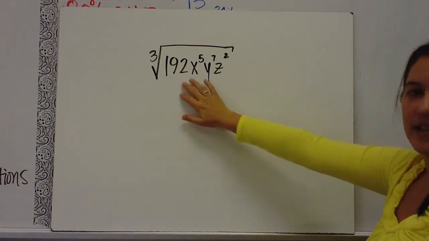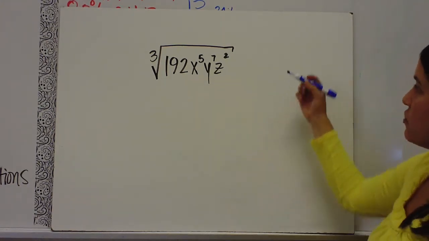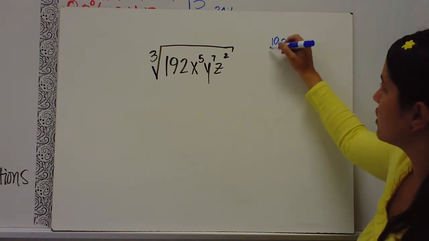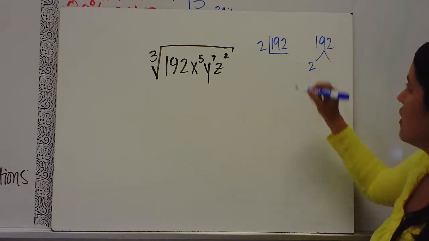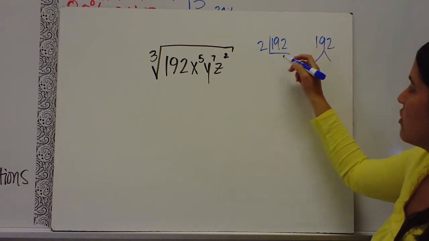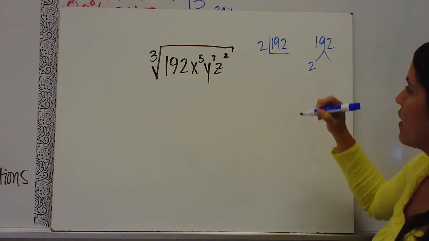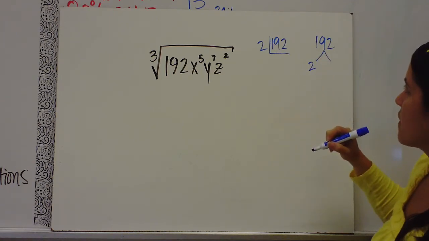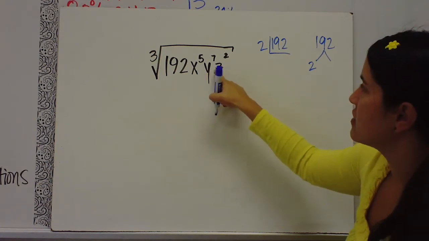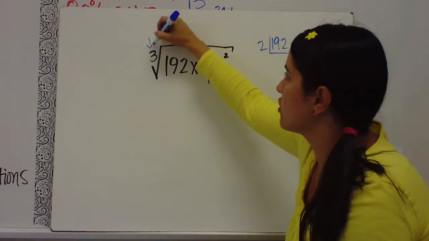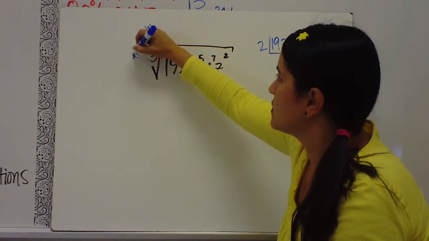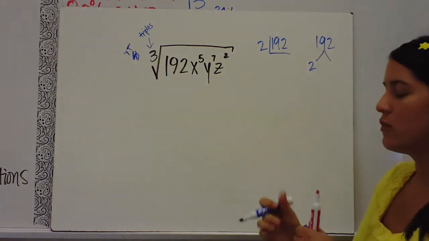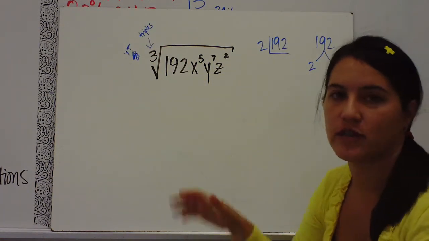Okay, so one last one. I want you to work this one on your own, 192. You can either do upside down division, or you can do a factor tree. Then you have 5 x's, 7 y's, and 2 z's. And remember, we're looking for the cube root. So we need to pull out triples. Oops, you try. I want you to try this one on your own. We will go over it in class. I know this can be confusing, but we will work on it.